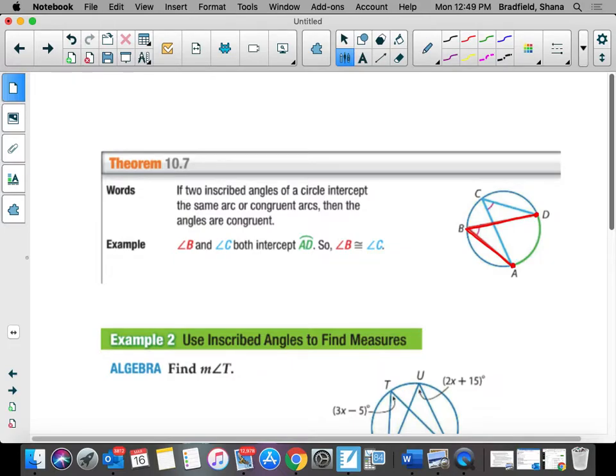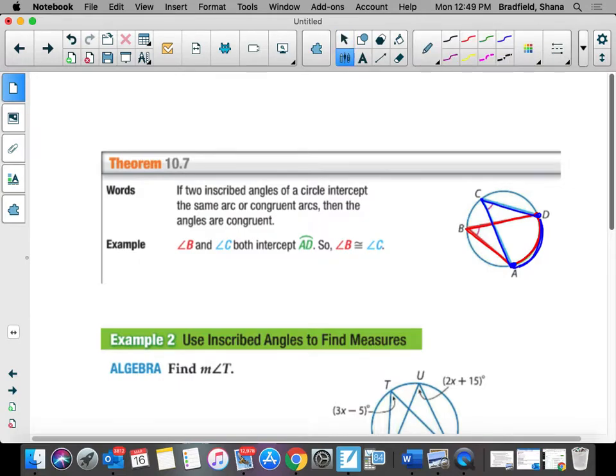And so you have intercepted arc DA. And then the same thing happens here at angle C. C intercepts the circle at D and A as well. And so it also has an intercepted arc of DA. So we know that something is congruent to itself. So the arc that they're both intercepting is congruent to itself. So therefore, the angles themselves have to be congruent to each other.